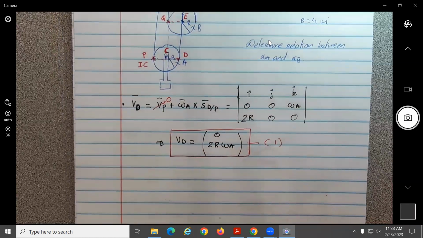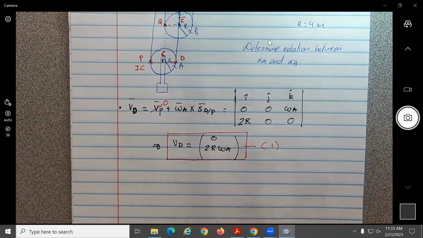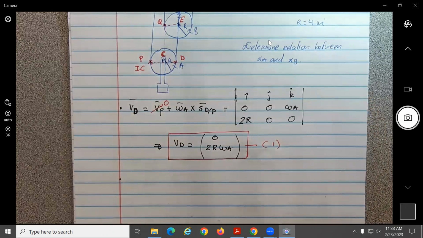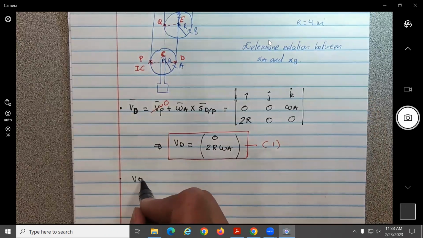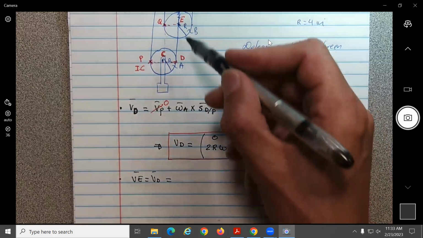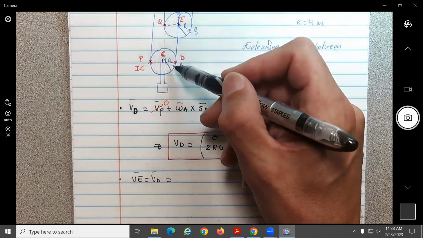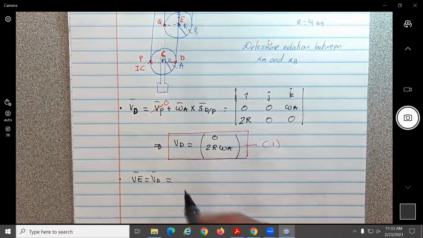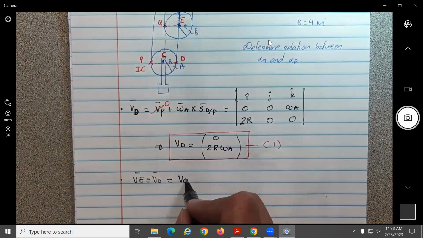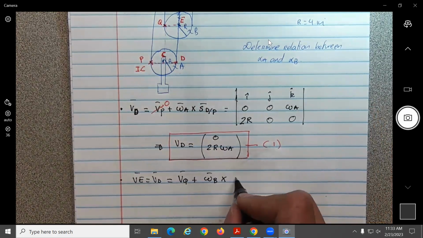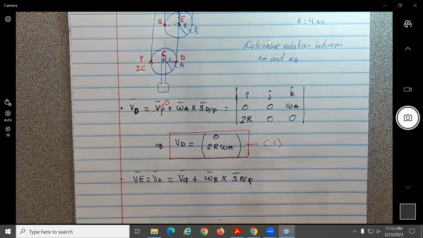This will be our equation 1. All right? Now, what can we do? We said we're going to compare E and D. We can find VE, which we know should be equal to the velocity of D because they are located on the same rope, no? Yes, so the rope will be moving at the same velocity. So this one will be what? VQ plus omega sub B cross the position of E with respect to Q.